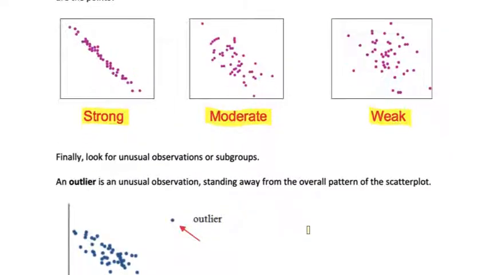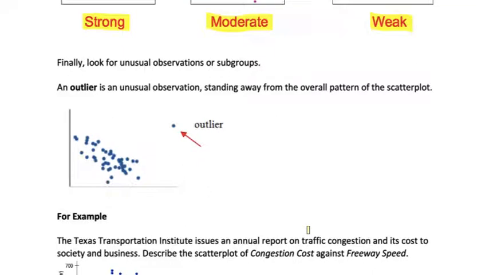And the final thing that we look for is outliers. An outlier is an unusual observation. We've talked about that before, but it's far away from the overall pattern of the scatter plot. So my overall pattern for this scatter plot would be a line sort of around there. My outlier is not anywhere close to that line. It's very far away from the line.